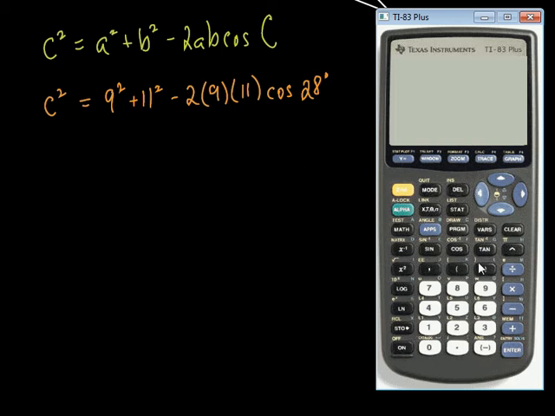Let's punch it in. So I'm going to go 9 squared plus 11 squared, minus 2 times 9 times 11 cosine 28. On a calculator like this, it's kind of nice because you just punch it in exactly the way it looks. You get that number right there. But that's c squared though, isn't it? c squared equals that. So what do I have to do with that?